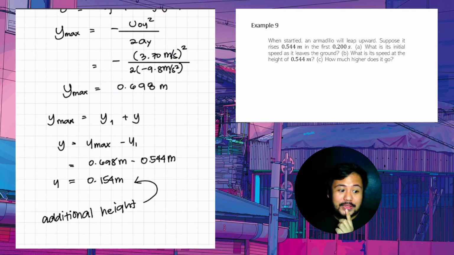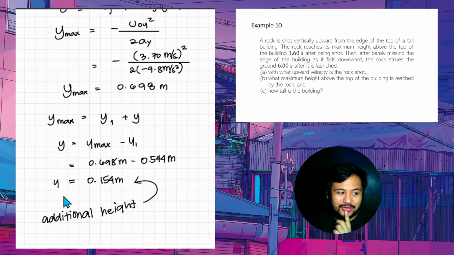Let's now go to number 10. I think 10 is kind of low, but it's very easy to answer this one. So a rock is shot vertically upward from the edge of the top of a tall building. The rock reaches its maximum height above the top of the building 1.60 seconds after being shot. And then after barely missing the edge of the building as it goes downward, the rock strikes the ground. It will not reach the initial position. It will reach the ground after 6 seconds.